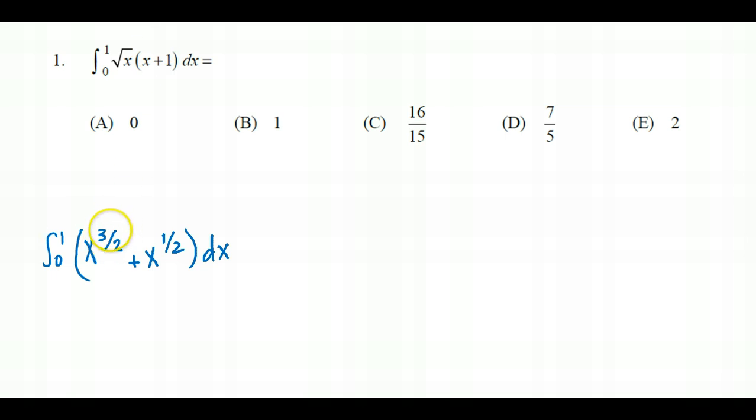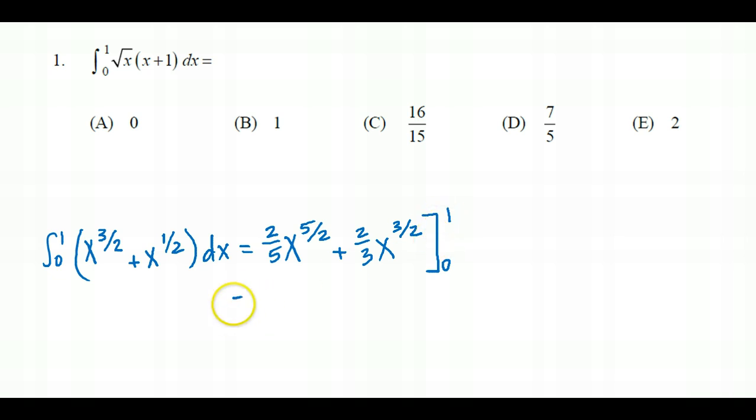That's where the x to the 3/2 came from. And then plus x to the 1/2, distributing in the square root function. So now I'm going to take the antiderivative. That'll be x to the 5 over 2. So I add a power. Now I'm going to multiply by the reciprocal, 2 over 5, plus x to the 3 over 2. And then I multiply by the reciprocal here, so that would be 2 over 3. And this evaluated from 0 to 1.